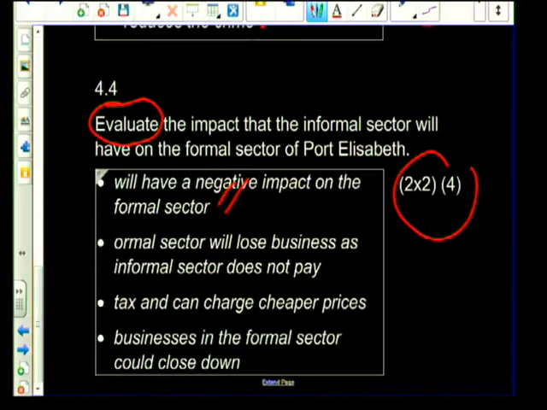Okay, the formal sector will lose business as the informal sector doesn't pay tax and can charge cheaper rates, so they don't make much money. Businesses in the formal sector could close down because there's no business, so it affects it negatively. And each time it's 2 marks.